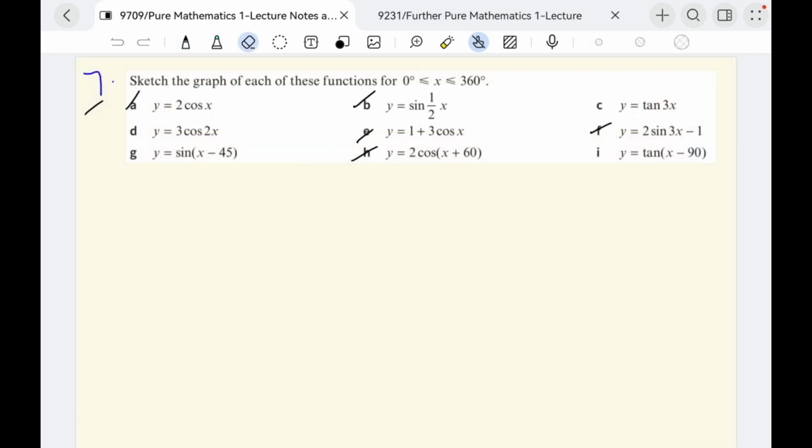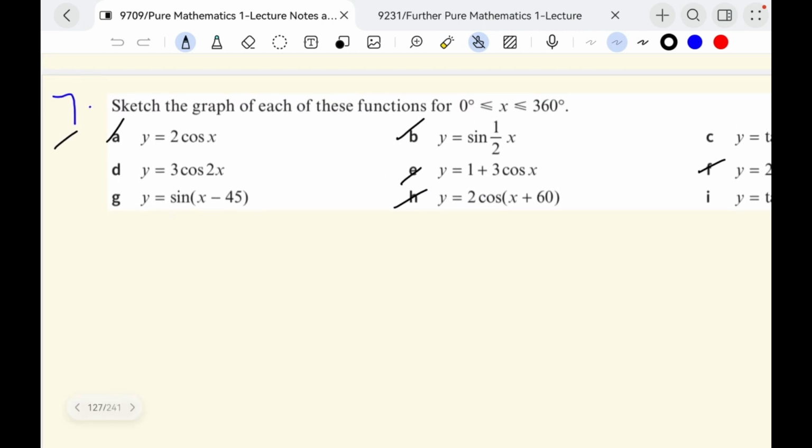Okay, let's move on to the next question, which is question 7. It's also under the course book, but this question is about graph sketching of the trigonometric functions. There are 9 parts for you to sketch, but I only discuss 5 parts. The rest I need you to try out by yourself.